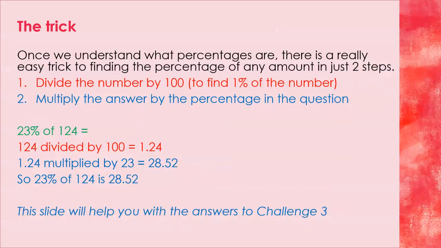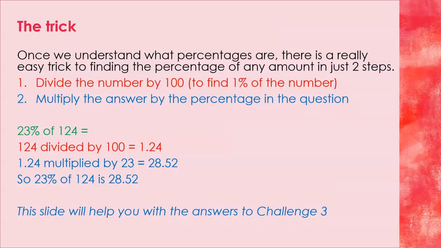Step 1, divide the number in the question by 100, and step 2, multiply that answer by the percentage in the question. So for these questions, you can use a calculator to prove that these are the answers. So if I was asked to find 23% of 124, I take the number and divide it by 100, which is 1.24. You can see I've moved everything to place value to the right. That's how I divide by 100.